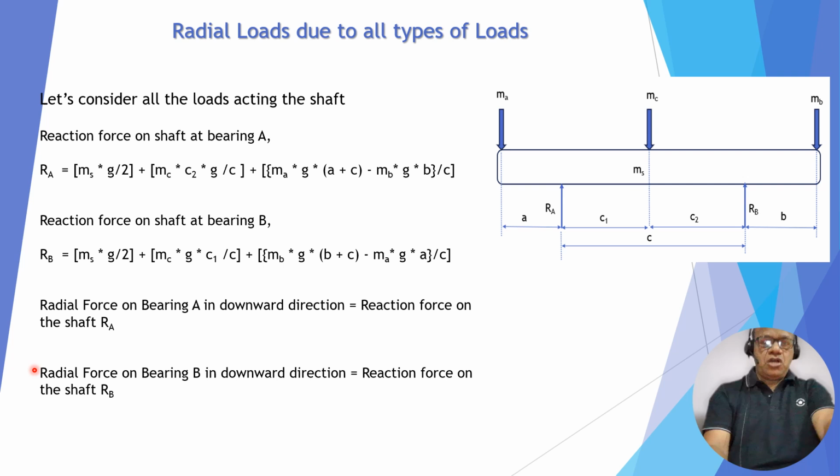So the radial force on bearing A in the downward direction is equal to the reaction force on shaft at A in the upward direction, the same magnitude, opposite direction. The radial force on bearing B in the downward direction is equal to the reaction force on the shaft at B in the upward direction. So this is how we can calculate the radial force at bearing A and bearing B, same magnitude, opposite direction, that is in the downward direction. If RA and RB are positive, the reaction force is upward, so the load on the bearing is downward, and then we can calculate the specific load.